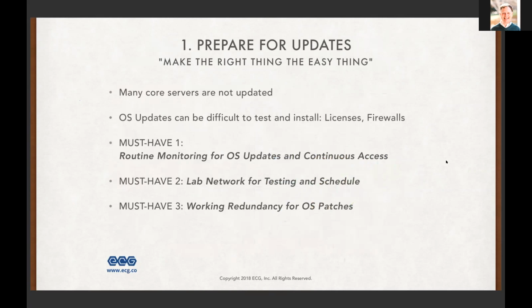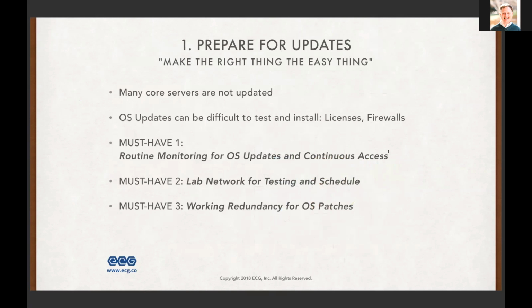OS updates are often difficult to test and install. Sometimes it's a problem with licenses. I've let my Red Hat Enterprise Linux subscription expire, for example, or I'm using a version of Ubuntu that no longer has updates for it, or I don't have access to download from those repositories. That's another common thing, downloading that access from the repository. Or I have a strict firewall policy that prevents me from getting the OS updates. So, a few must-haves here.